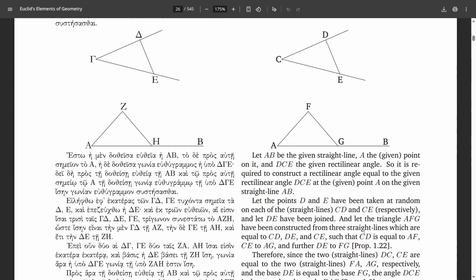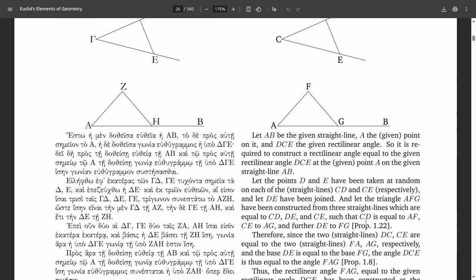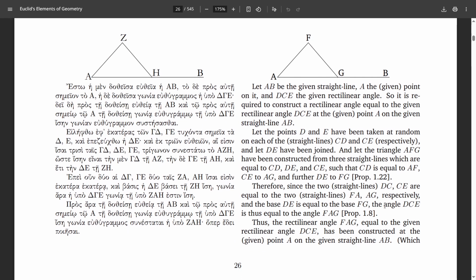Okay, so that's how you transplant it, because you literally are just using a compass to capture the exact radii. Okay, cool. I mean, yeah, I would do it. Therefore, since two straight lines DC and CE are equal to two straight lines FA and AG respectively, and the base DE is equal to the base FG, then the angle is equal. Okay, so yeah, that's how you do it.